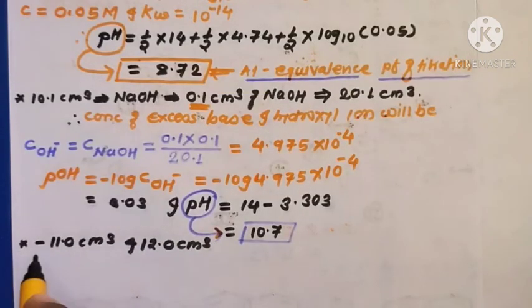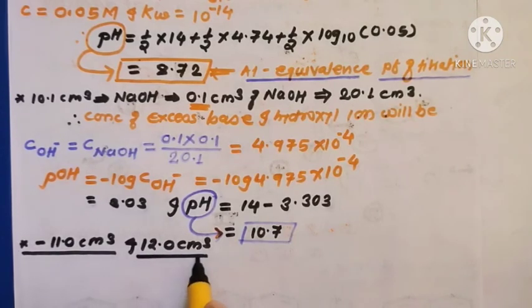Now you can calculate the pH of excessive addition of solution, that is one is 11.0 cm cube addition of NaOH and 12.0 cm cube of NaOH added into the weak acid solution. You can calculate for both additions and then send the correct answer of this pH.